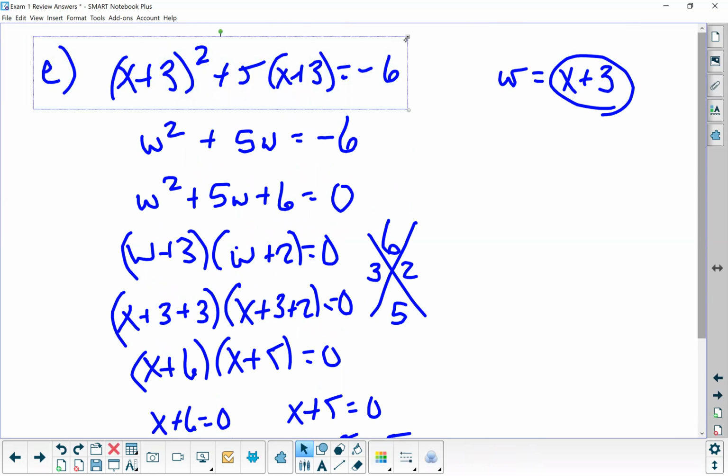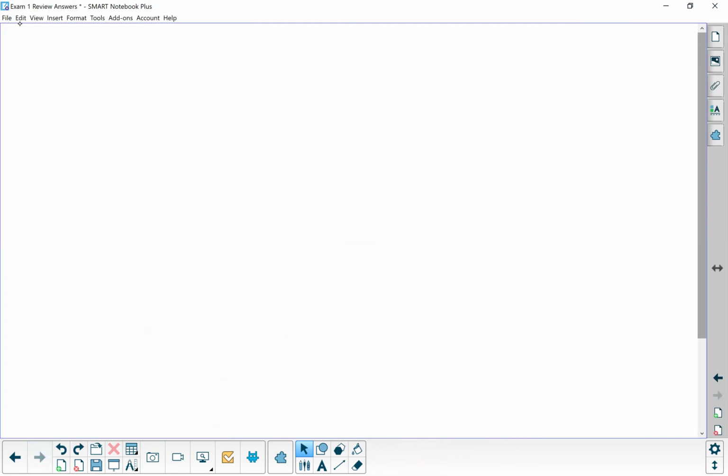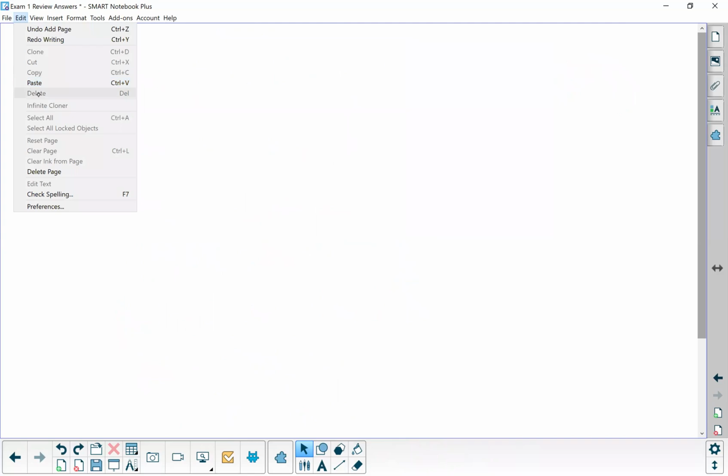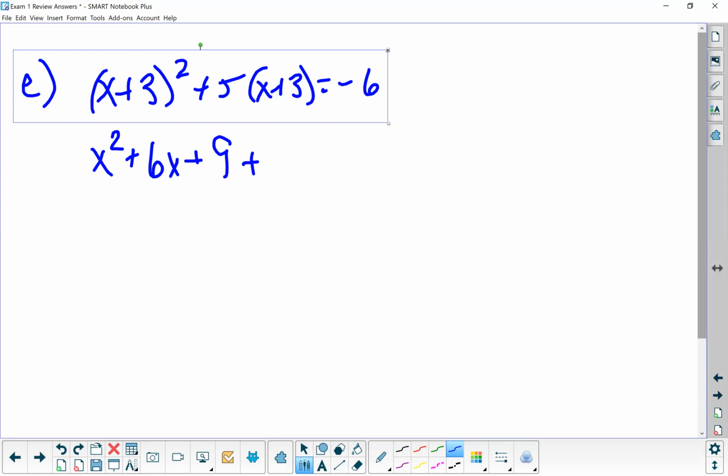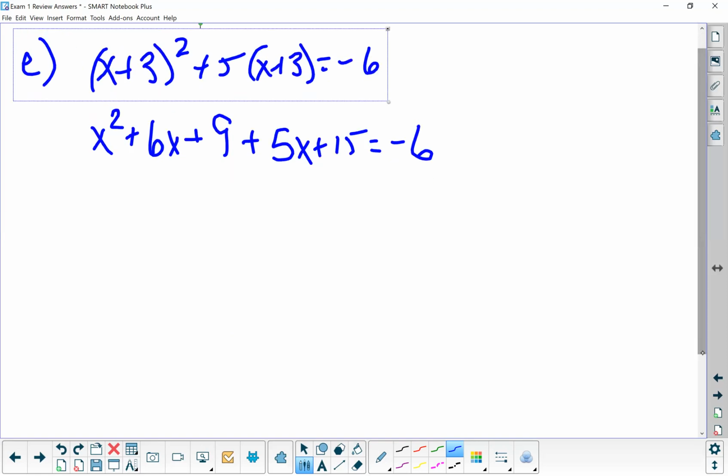There is a second way that you could solve this one. And the second way would be to actually multiply it out. X plus 3 squared. Square the first term plus 2 times the first term times the second. Square the last. Distribute the 5 through. Combine like terms and bring the 6 over.